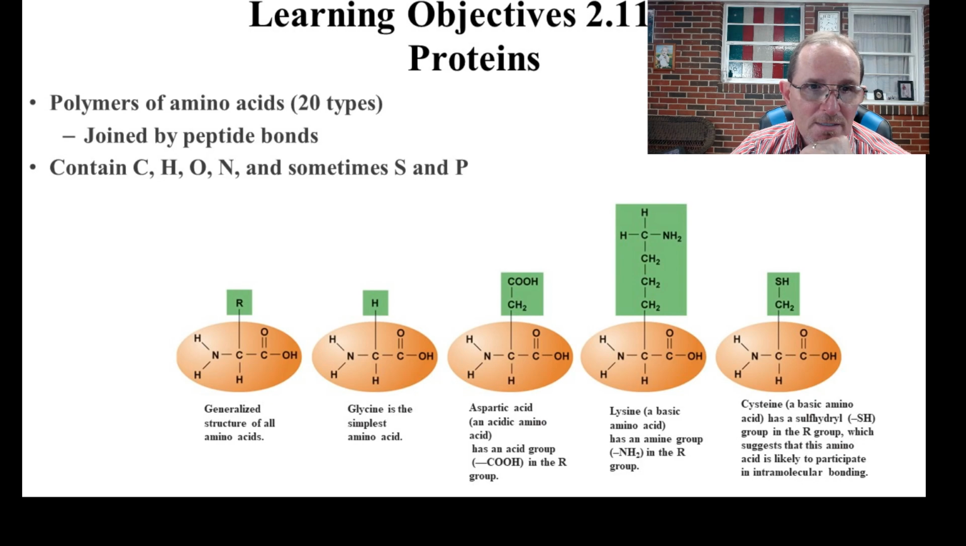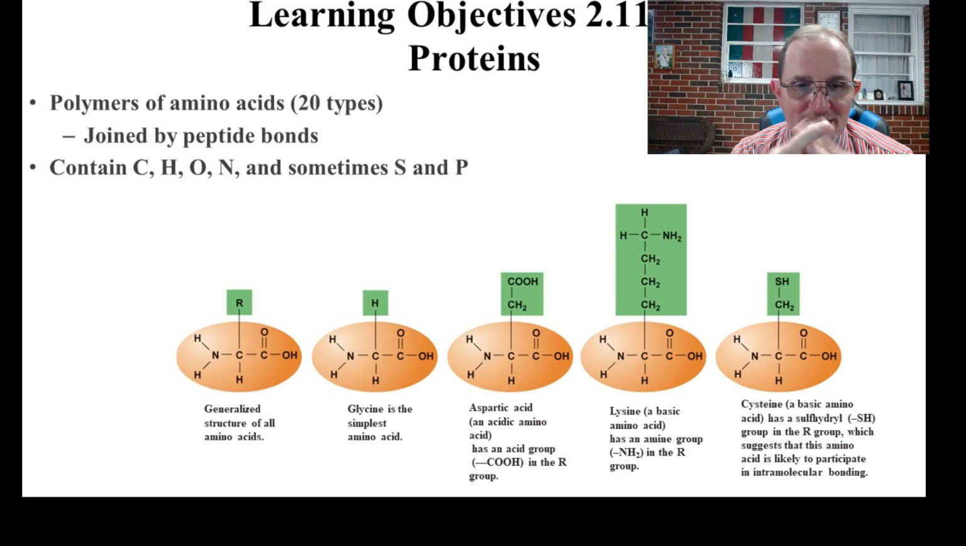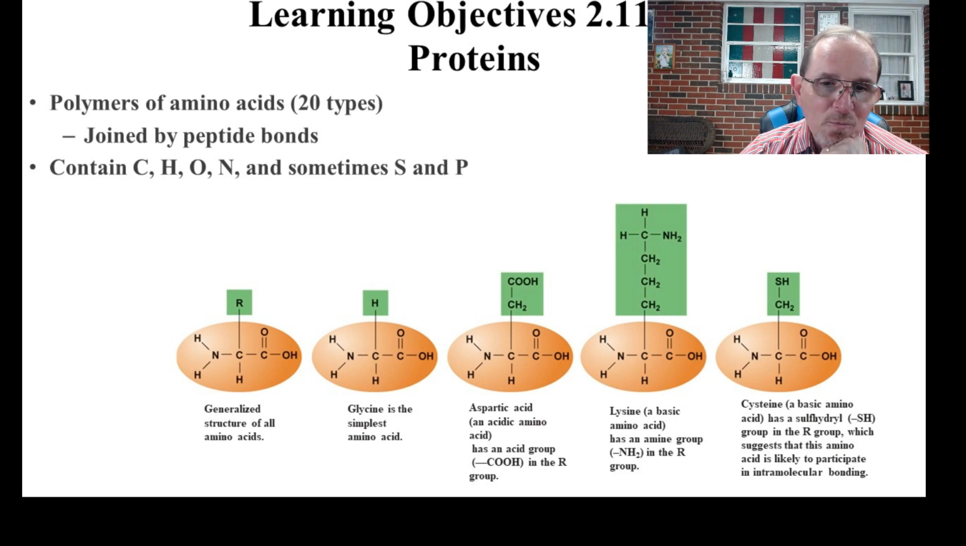Okay, proteins. Peptide bonds are what we call these things. We're going to use the same dehydration synthesis. The only thing different is, if you look over here, you see this OH right there and this H right there. We take those out as water, and that carbon and that nitrogen are bound together.